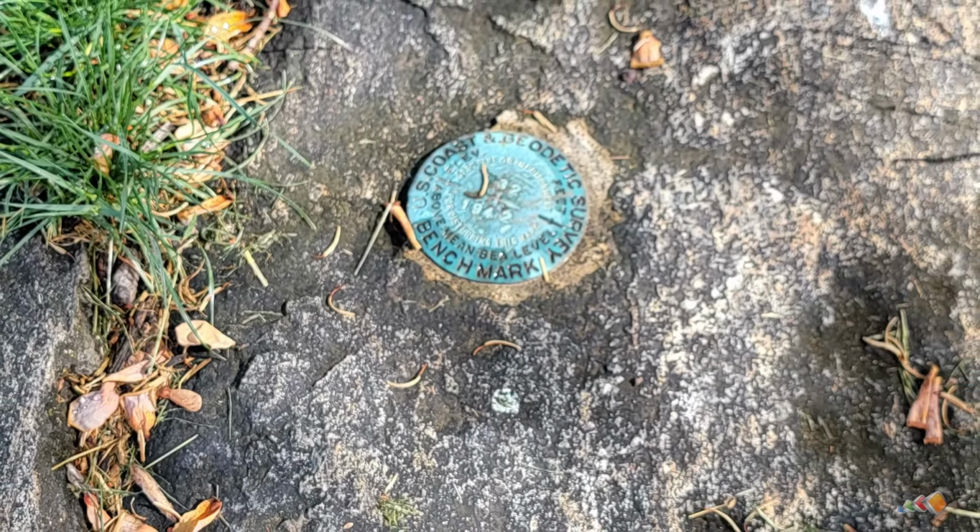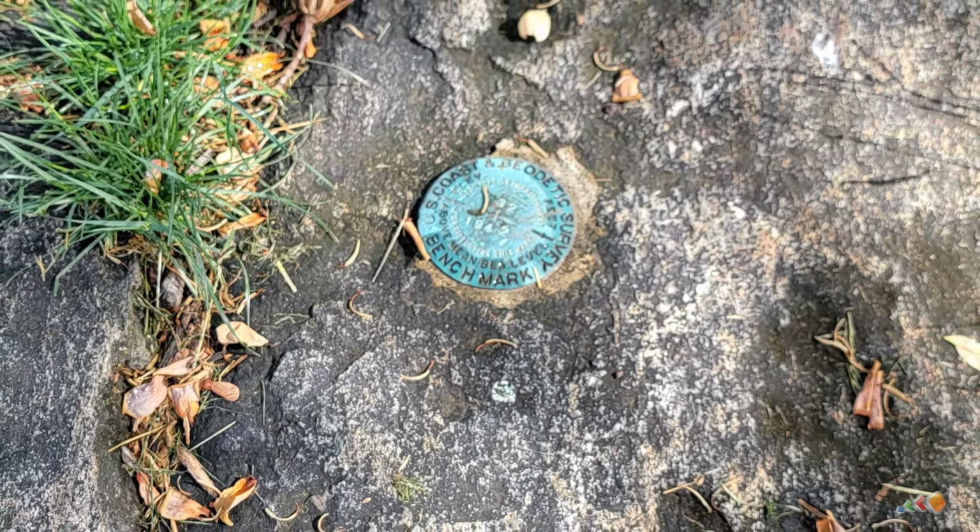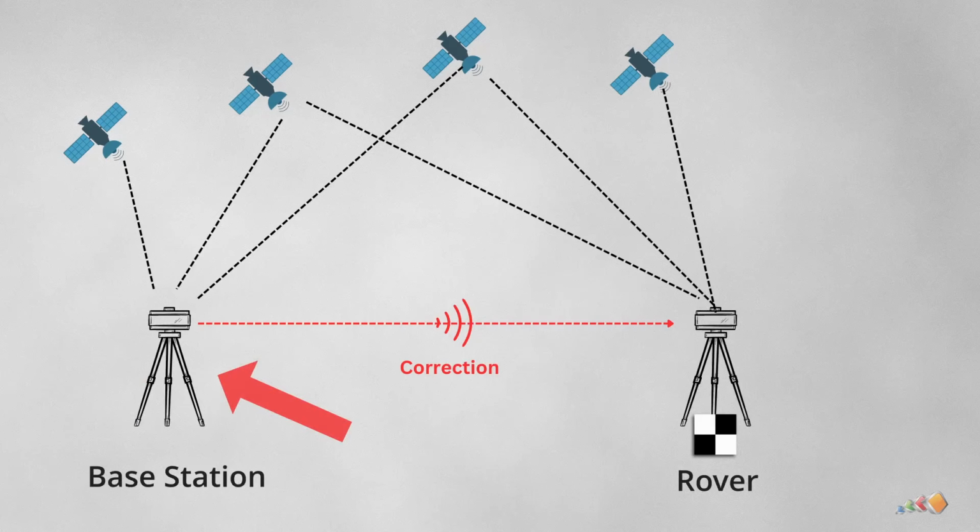Hello, and in today's video we're going to cover finding known locations. In the videos covering RTK, PPK and GCPs, we talked a lot about placing your GNSS base station on a known point. This is the point where everything else is adjusted from and so needs to be accurate. But how do you find or create a known point?